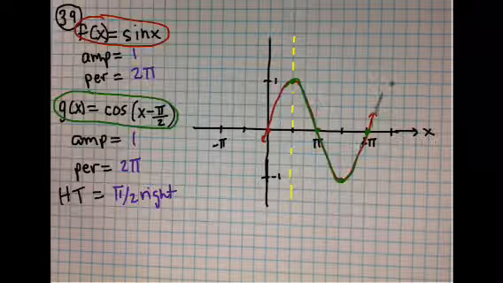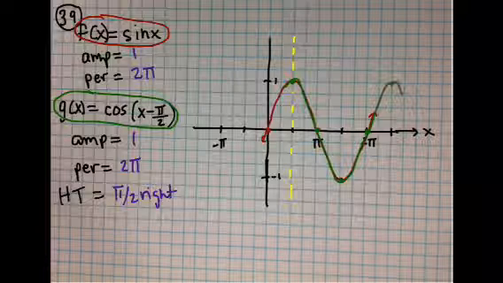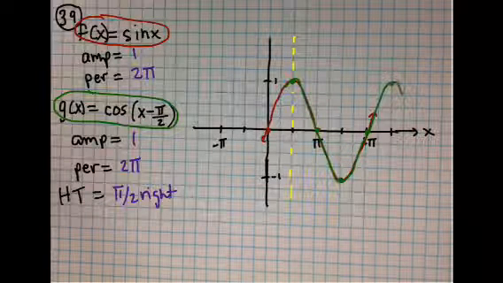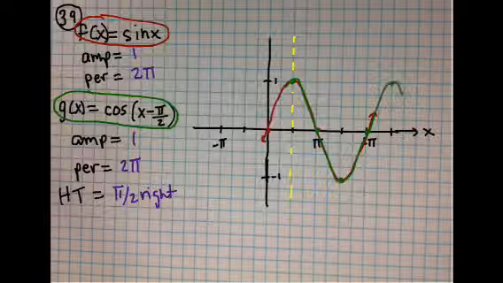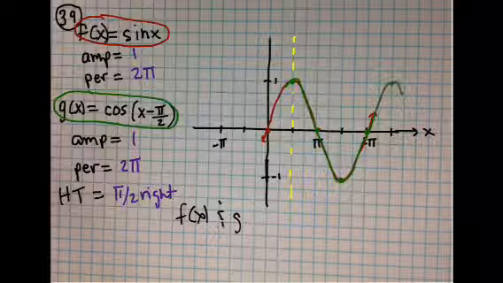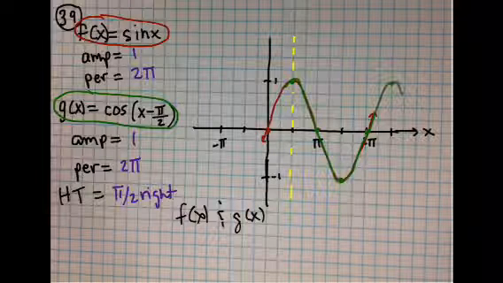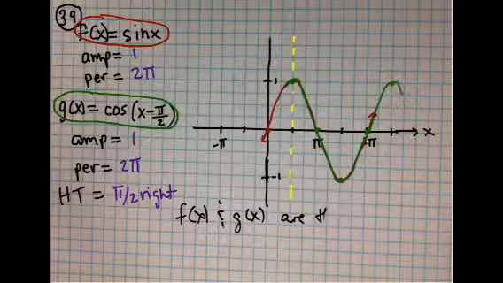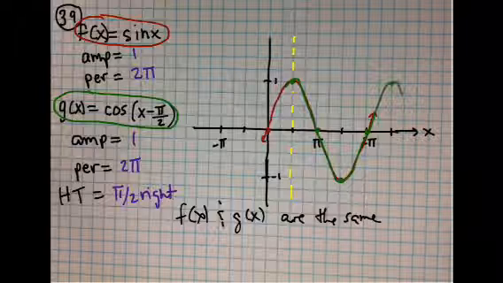It's the same exact graph. Okay, it goes one over the other. So it's asking you to make a conjecture about the functions. F of x and g of x are the same. They give the same graph.